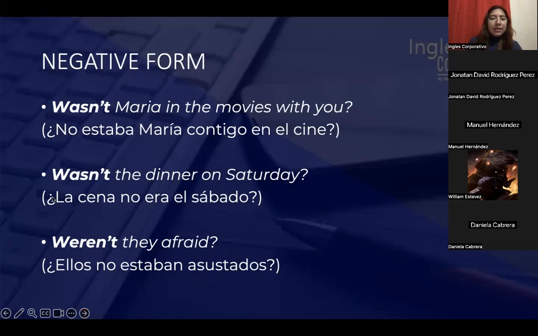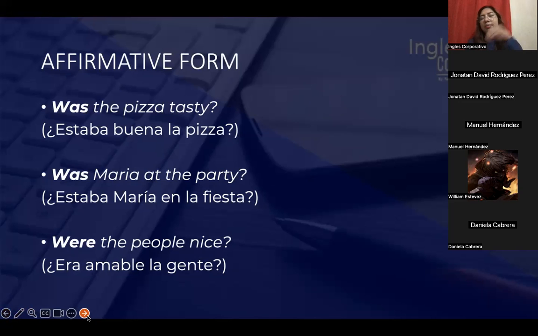So what happened here? Here we have a negative form. Wasn't Maria in the movies with you? ¿No estaba Maria contigo en el cine? Wasn't the dinner on Saturday? ¿La cena no era el sábado? Weren't they afraid? ¿Ellos no estaban asustados? Si se fijan, tenemos también un formato negativo para las interrogativas utilizando el pasado simple de be, que es was or were. Entonces, eso es lo que les explico, que estamos investigando el afirmativo, el negativo y el interrogativo, y dentro de ese interrogativo hay un negativo y un afirmativo también. Eso es lo que estamos tratando de entender aquí.